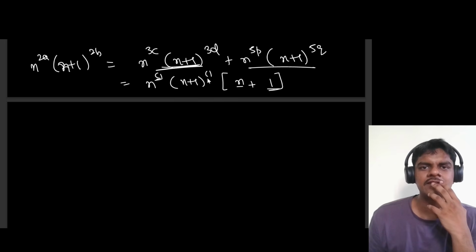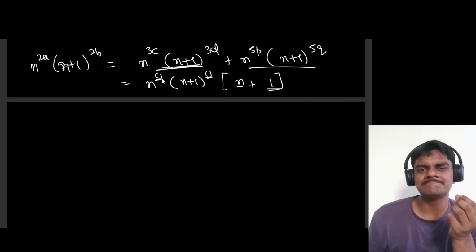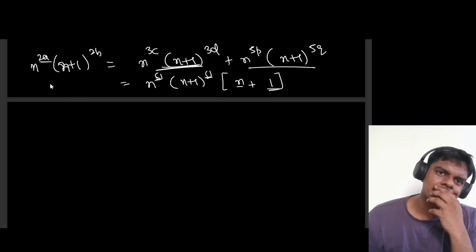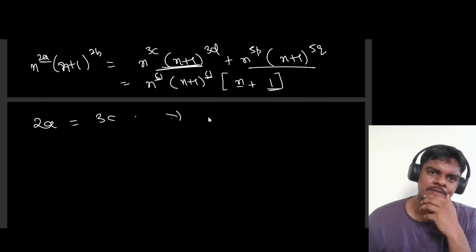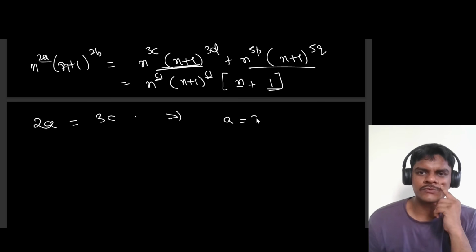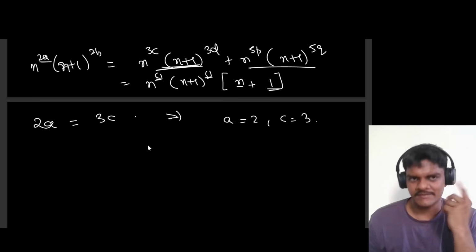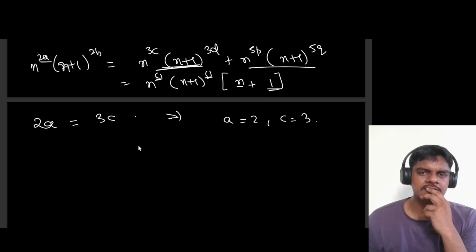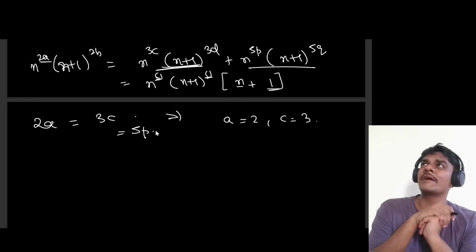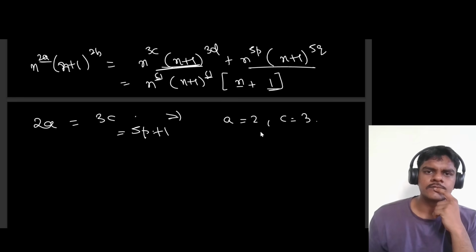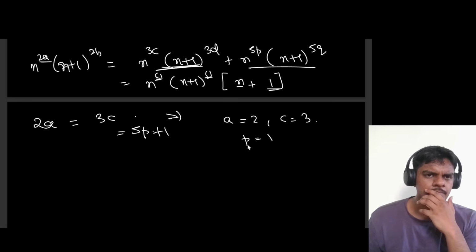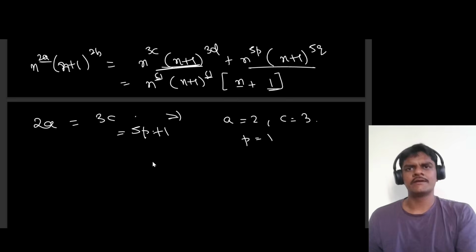And the moment you do that, you see that this should match the powers here. So what can I do? What if 2a is equal to 3c? That means the least you can take is a equal to 2, c equal to 3. So we'll have 6. But then I have to match it with 5p also, or 5p plus 1. How about that? So how about p equal to 1? That should work.